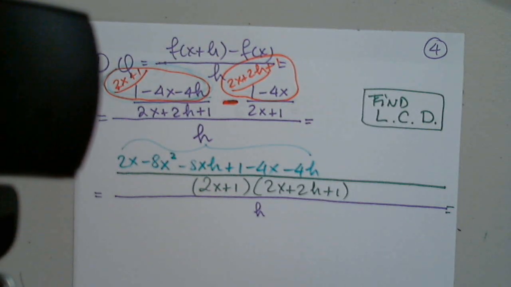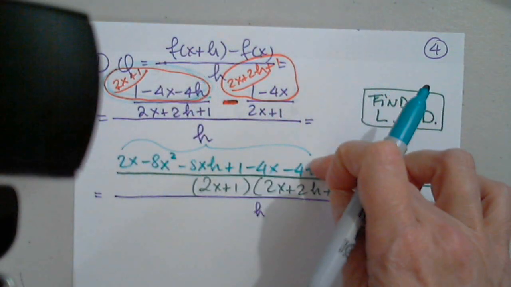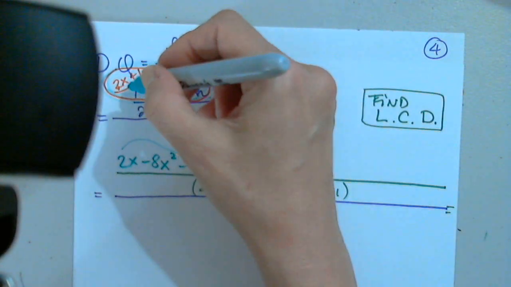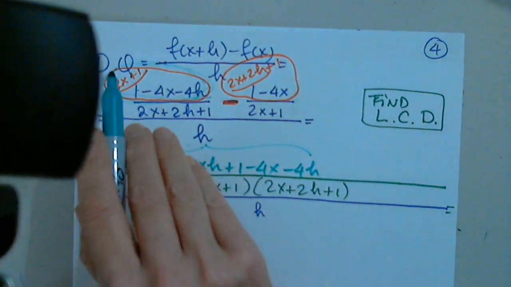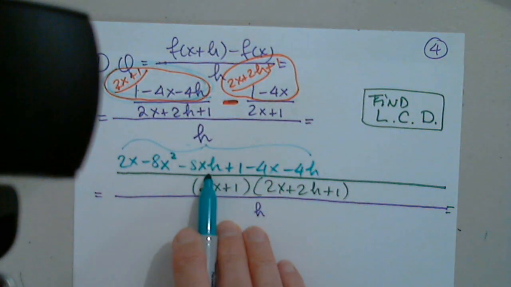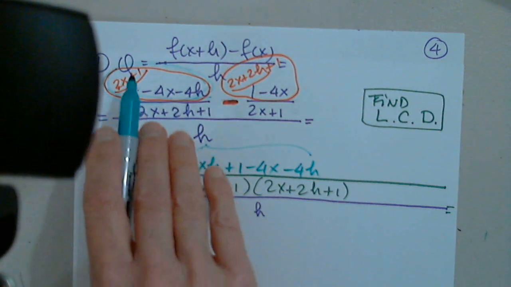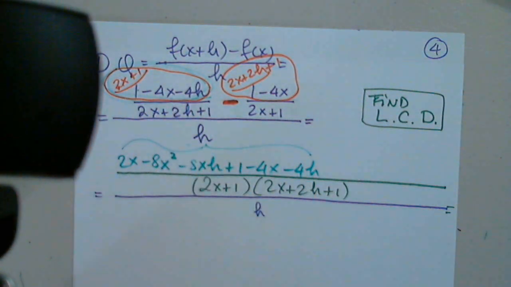Did you already cancel 2x, or you just didn't multiply 2x times 1? So these 6 terms are 2x times 1. Okay. 2x times negative 4x. 2x times negative 4h. 1 times 1. 1 times negative 4x and 1 times negative 4. I did not simplify anything. I did not get that far yet.